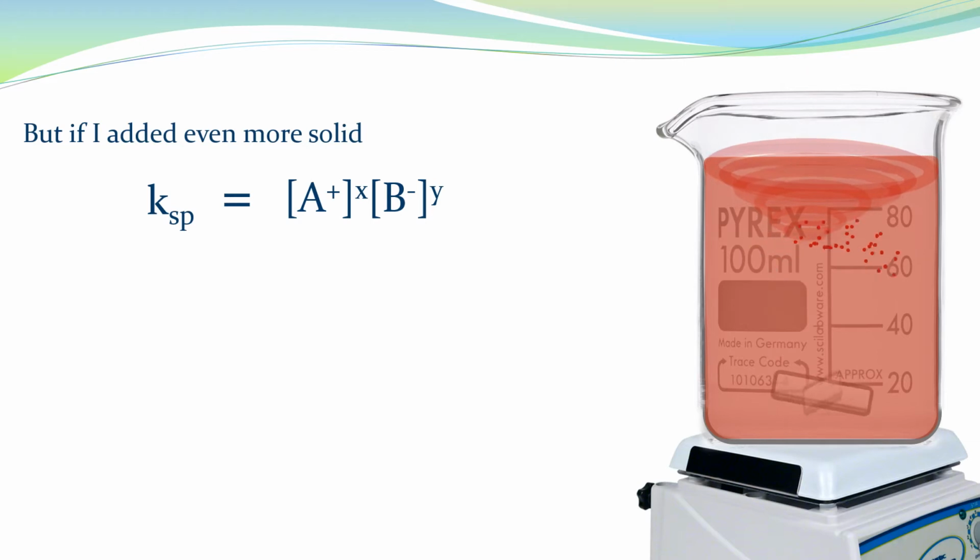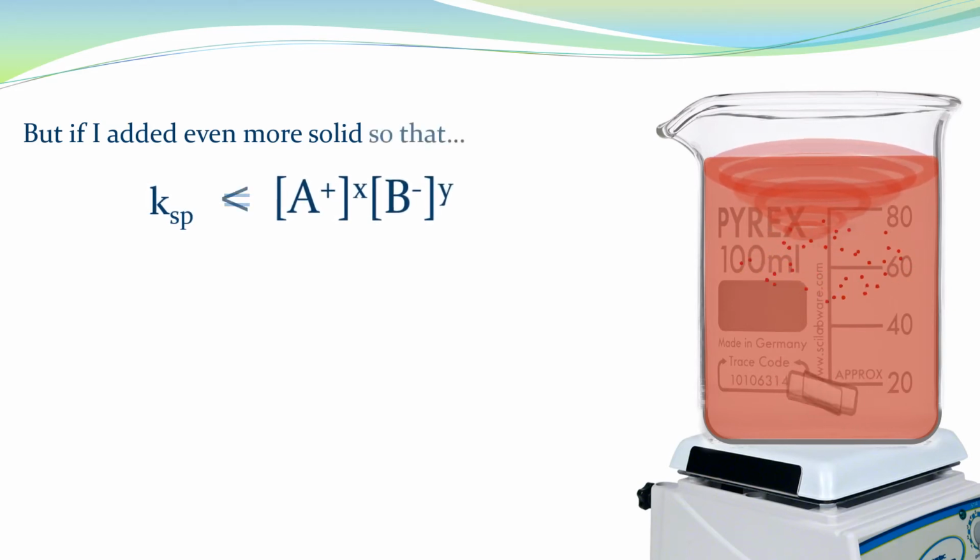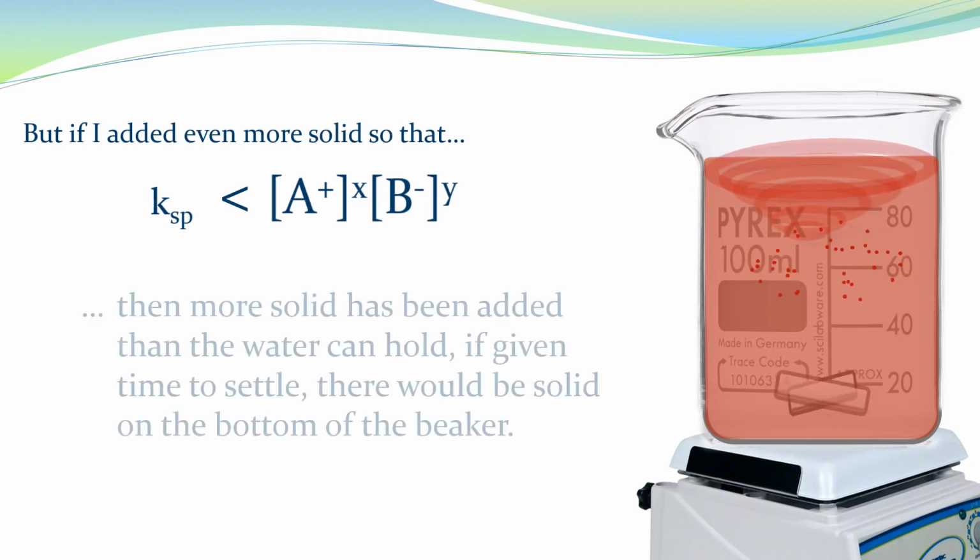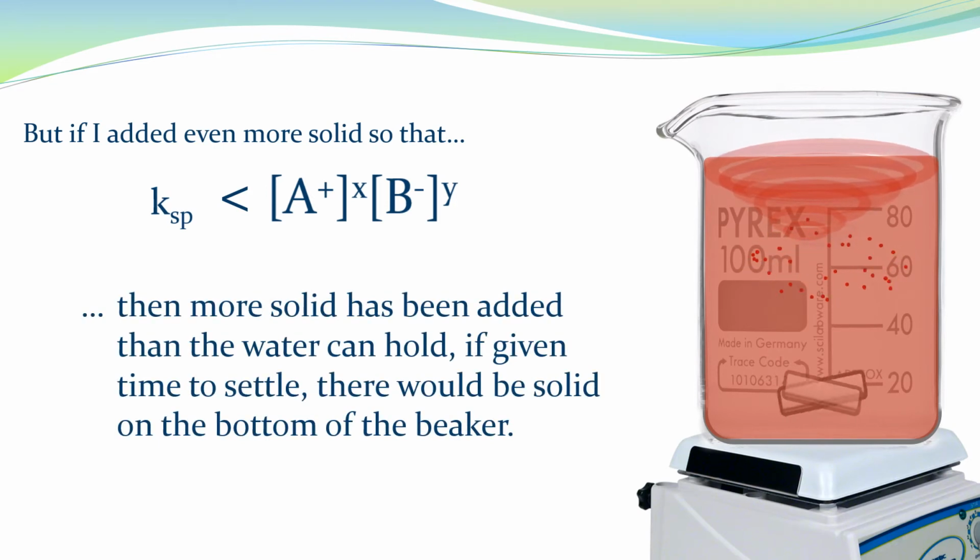But if I add even more solid, well, that will take us beyond the maximum dissolvable amount. When substituted into the KSP expression, that product is going to be larger than the number found on the green sheet. So if even more solid is added so that the KSP value is smaller than the product of the concentrations that have been added, then more solid has been added than the water can hold. If given time to settle, there would be solid sitting on the bottom of the beaker.